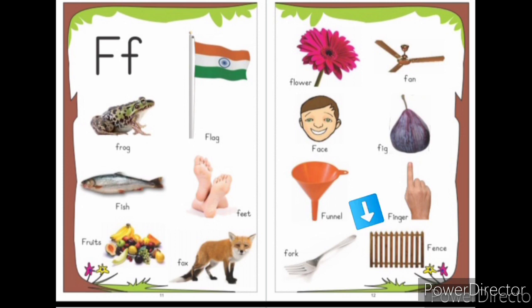F for fence. You know children, wooden fences like this are mostly put up outside a farm to protect the farm and to protect the animals who are staying in the farm.